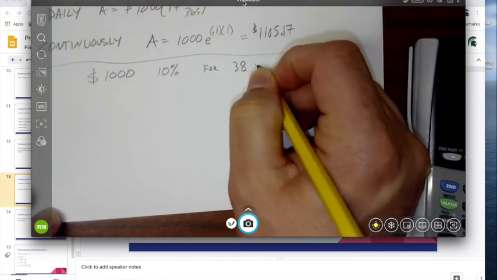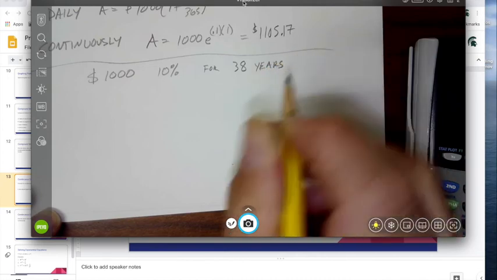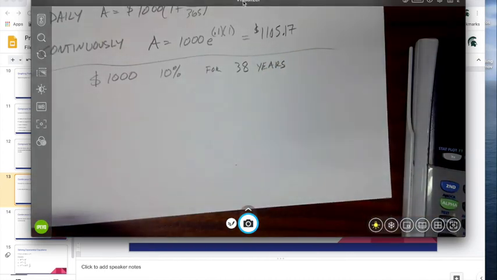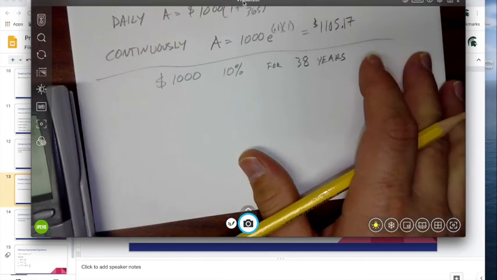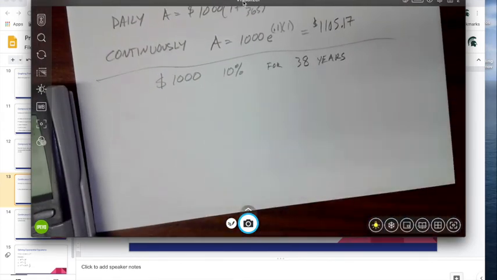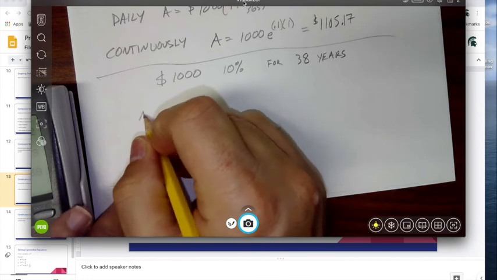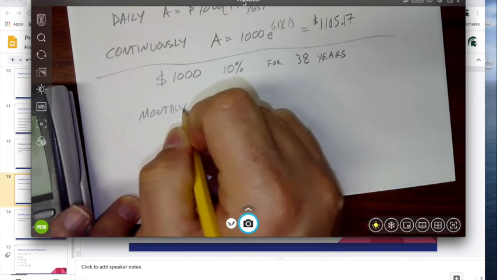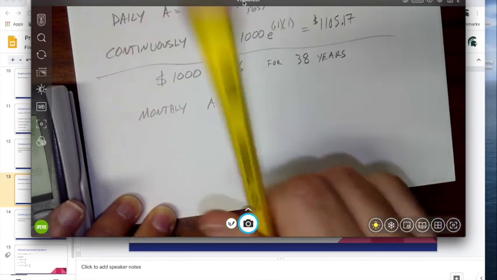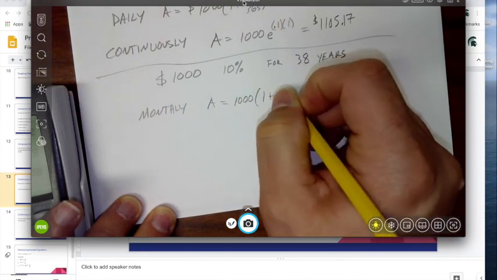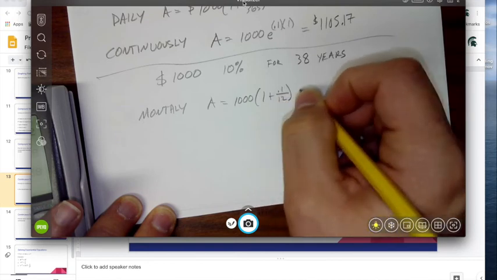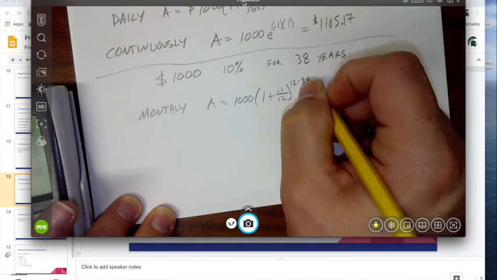before retirement. So let's say you had $1,000 today, and this isn't going to be enough money to retire on, by itself. But this, I think, expresses the power of time and how time right now is going to work in your favor. So let's just assume we had monthly compounding for the sake of just picking something. So A would equal 1,000 times 1 plus 0.1 over 12 to the 12 times, now we have 38 years.